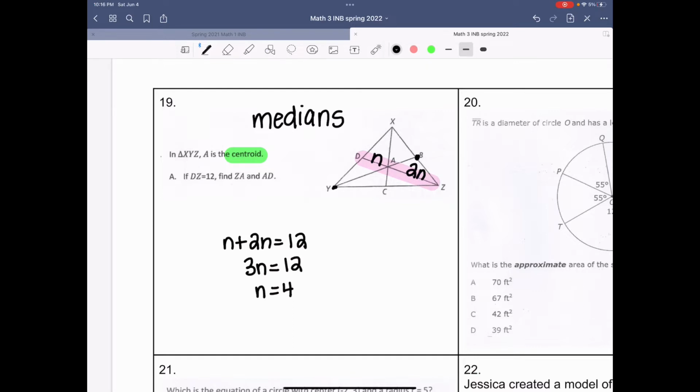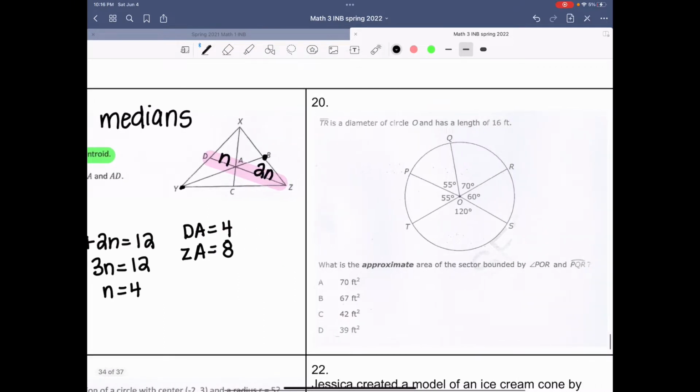Well, they want us to find the distance from D to A. So D to A, or A to D, is going to be 4. And then the distance from Z to A, or A to Z, is going to be 2 times that, which is going to be 8.